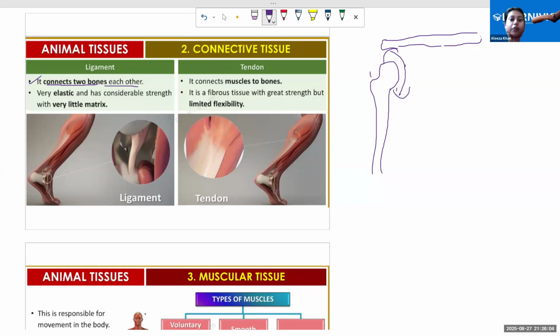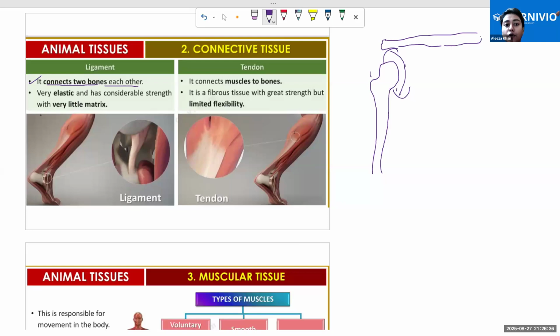Are you able to see the shoulder? If I am moving my shoulder like this, what structures are contracting and taking it back? The ligaments. They are helping me. They are elastic. Then only they are able to move the joint. If they were rigid, your joint would stay in one place only. But due to their flexible nature, they are able to move properly.